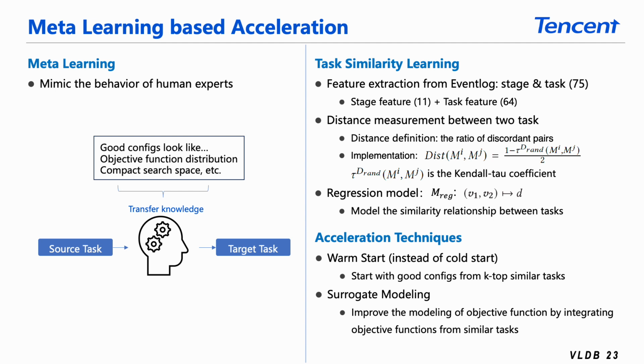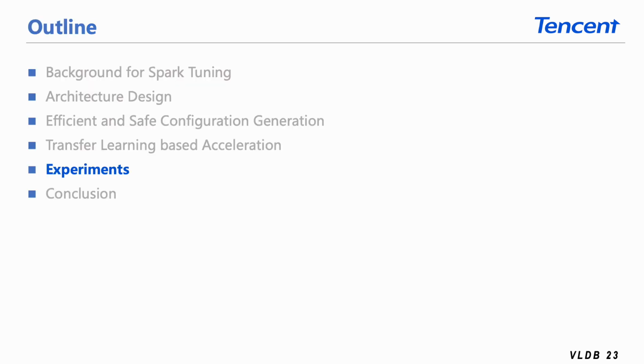Based on the task feature and the distance from previous tasks, we can train a regression model to predict the similarity between two tasks. Further, we can speed up the configuration search in two aspects: initial design and surrogate modeling. For example, we can start Spark tuning with well-performing configs from the top K similar tasks instead of searching from scratch. Next, we present the experimental results.